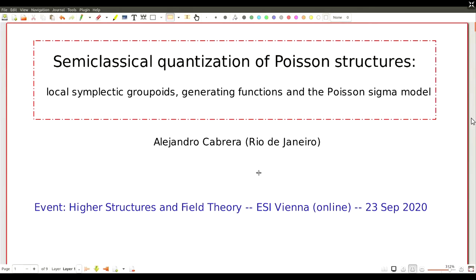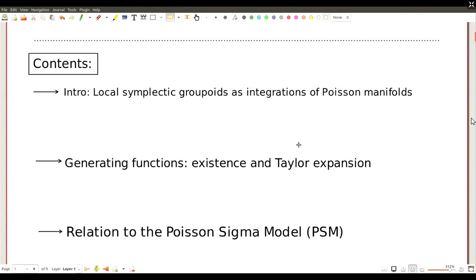Okay, so the talk will be about this thing that I call semiclassical quantization, and it mainly will concern local symplectic groupoids, which I will explain, and in particular, a nice connection between them and certain non-perturbative aspects of the Poisson sigma model. So the talk will be like this. I will give a very brief introduction to what these objects are, these symplectic groupoids. The idea is that one can think of them as more nonlinear versions of Lie groups.